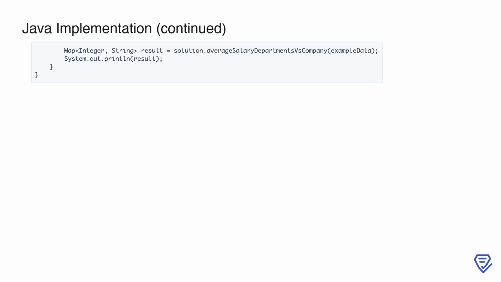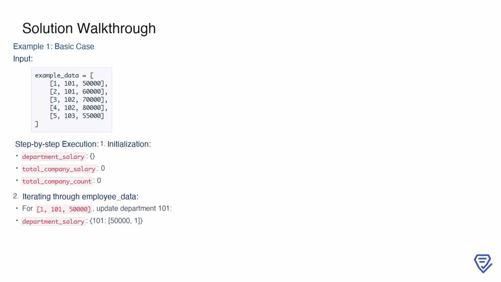To start solving the problem, we use the given input data, which is a list of employee records where each record contains an employee ID, a department ID, and the employee's salary. We begin by initializing 3 variables: department_salary as an empty dictionary to track total salaries and counts per department, total_company_salary as 0 to accumulate the total salary across the company, and total_company_count as 0 to count the total number of employees. Next, we iterate through each employee record.